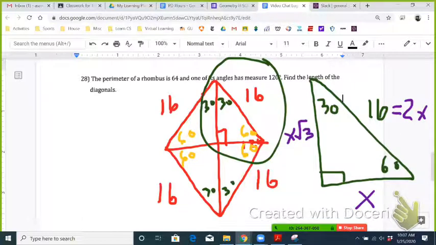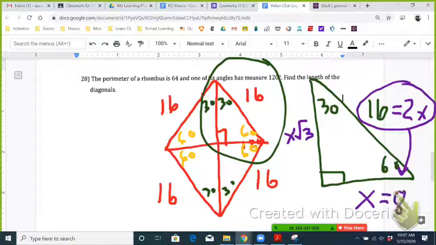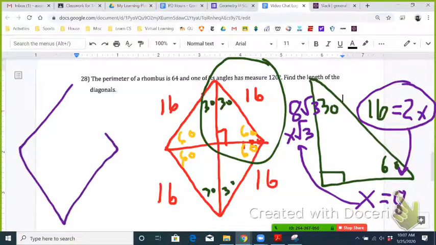If we take this equation here and divide by 2, we get that x, the short leg, is 8. And the long leg of this right triangle, now that we know x is 8, is 8 root 3. Which means if we draw our rhombus now, we can find the lengths of the diagonals.